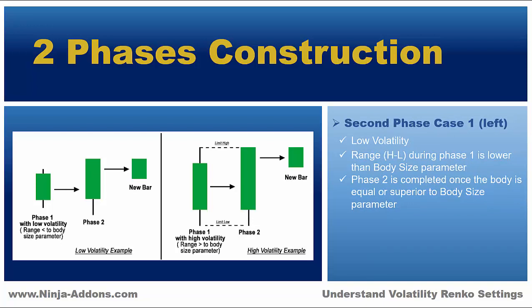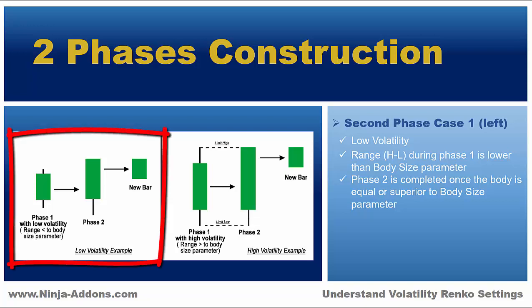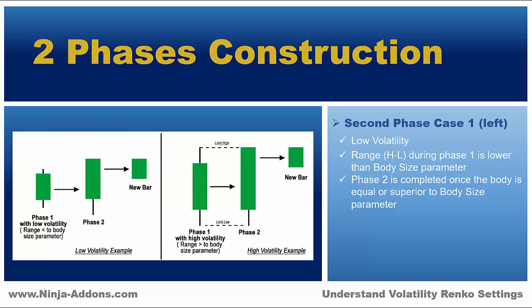Now, once the first phase is completed, the algo enters phase 2. In this phase, the algo waits until the body of the bar is a certain size. The size must be set with the parameters, and it is the body size. Now, due to the time filter of phase 1, there are two possibilities. On the left side, the body size during phase 1 is lower than the body size parameter. This is the standard behavior, and in this case, once the body has the correct size, the current bar is closed and a new bar is created.